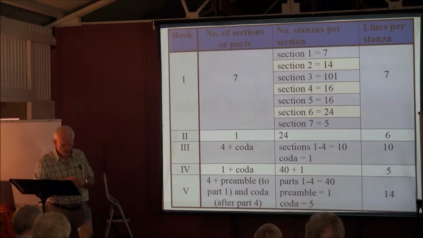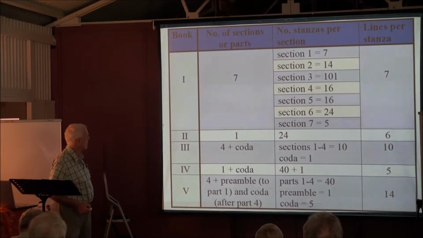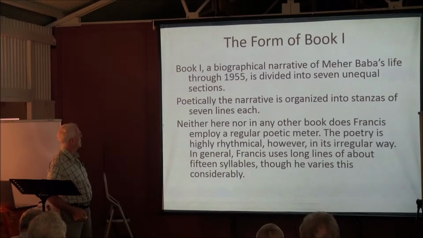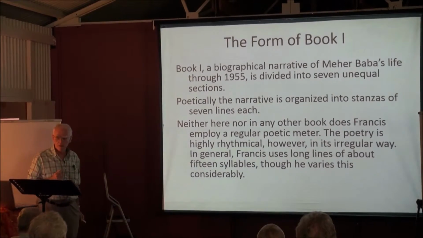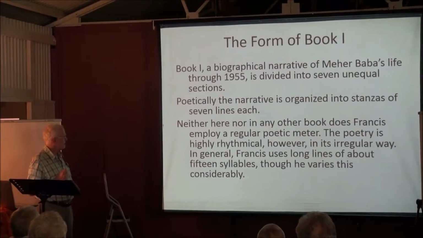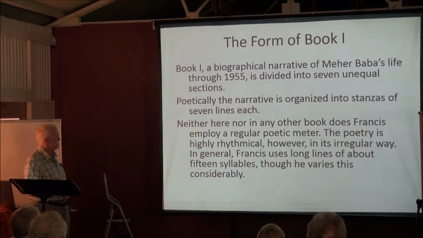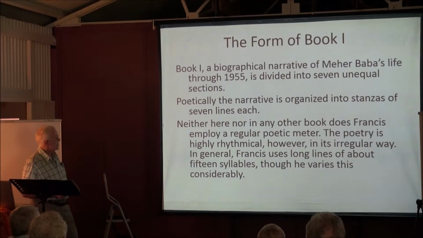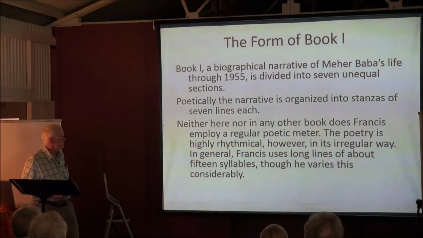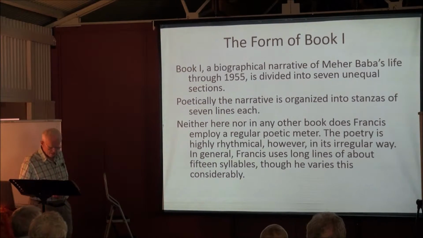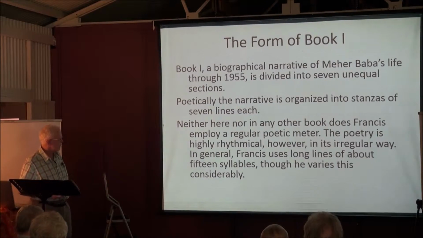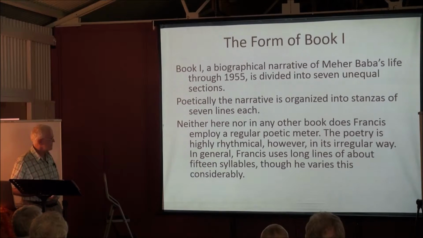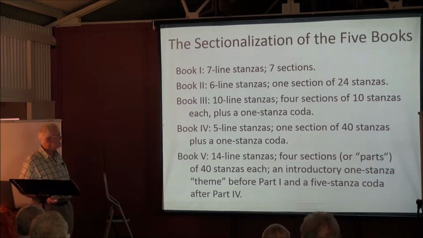Now into book 1. Book 1 is a biographical narrative of Meher Baba's life from 1955. It's divided into 7 unequal sections. Poetically, the narrative is organized into stanzas of 7 lines each. Neither here nor in any other book does Francis employ a regular poetic meter. The poetry is highly rhythmical, however, in its irregular way. In general, Francis uses long lines of about 15 syllables, though he varies this considerably.